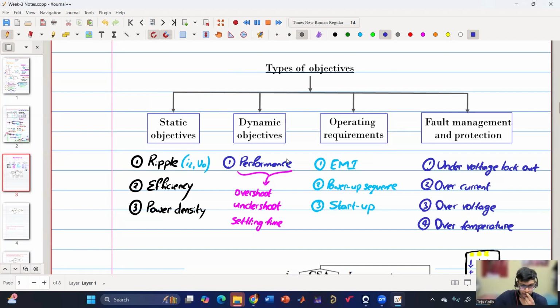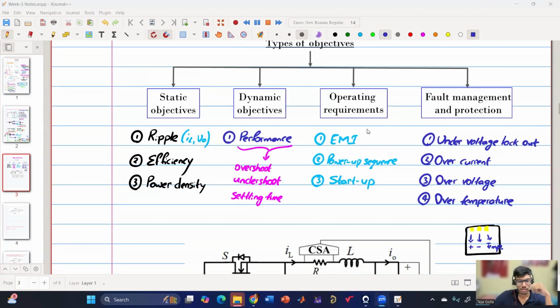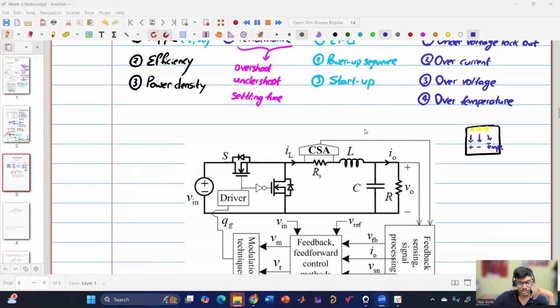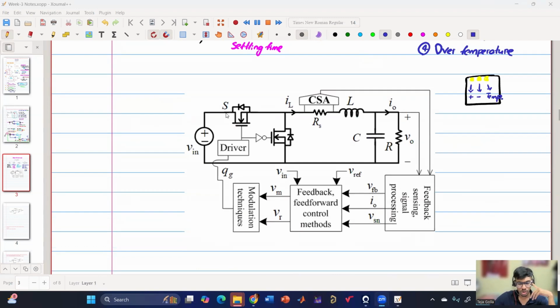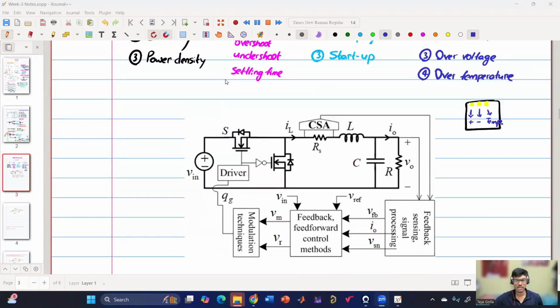So is this clear? What are the key objectives of the controller, how is it important, and what do they include? Yes, clear. Yes.